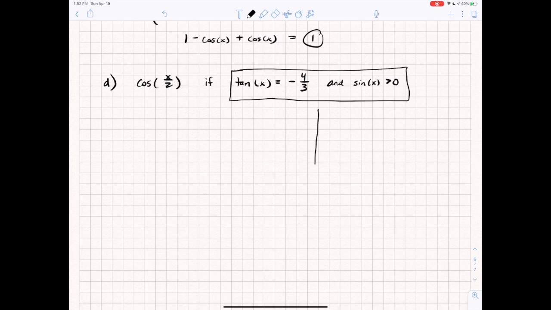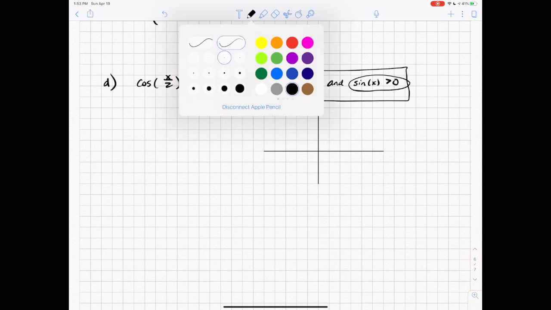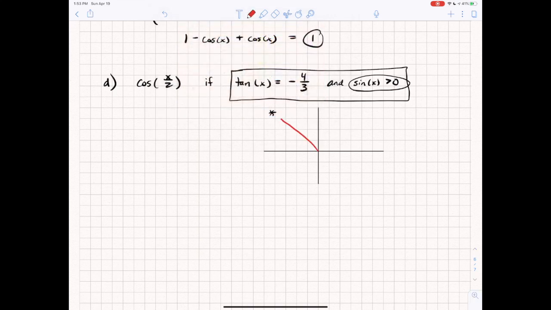Well, just in terms of if I want to sketch out where x would sit, I know that tangent is negative in quadrant 2 and in quadrant 4. Well, only one of these quadrants is signed positive, right? And that is here in quadrant 2. So that means if I was to actually sketch, if I knew what x was, x sits somewhere over here in quadrant 2.